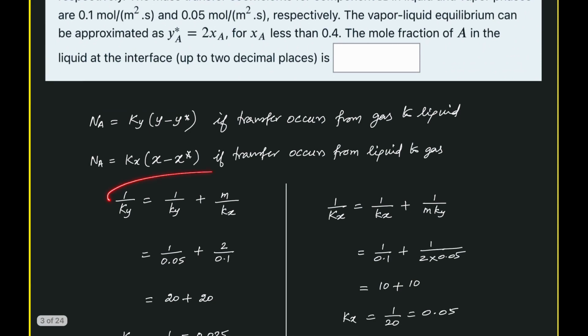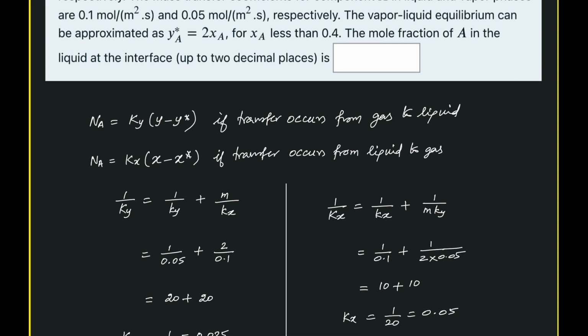And we know the formula, this 1 by Ky is the resistance. 1 by Ky is a resistance term, the overall resistance in terms of the gas phase mole fraction. It is equal to the resistance in the gas phase plus m into the resistance in the liquid phase.